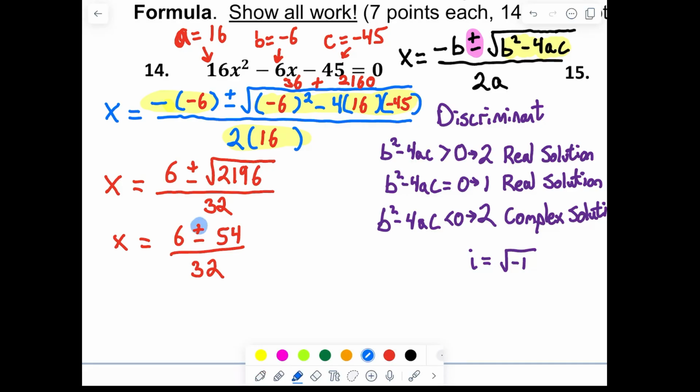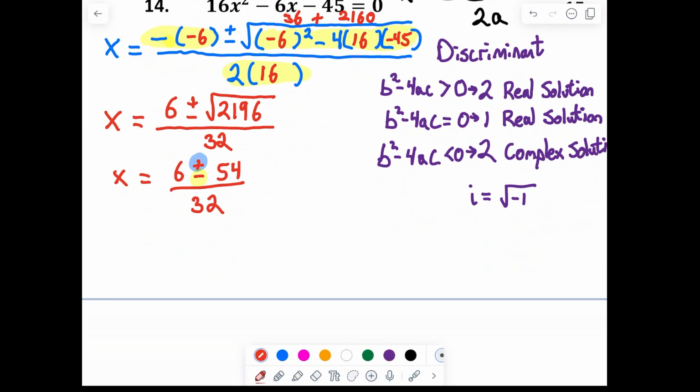All right, because I think this ends up to be 2160 here. And then the denominator is 32. The square root of 2,196 also happens to be 54, so that's convenient. So x equals 6 plus or minus 54, and then divided by 32. Remember that we have 2 separate answers here.